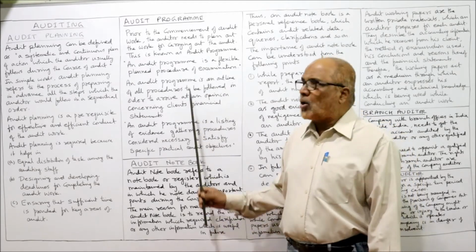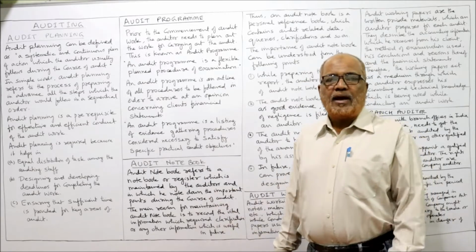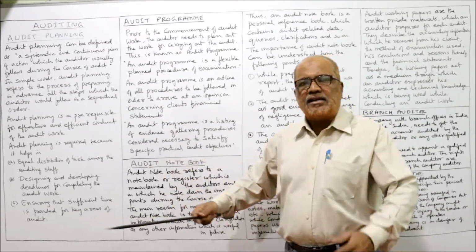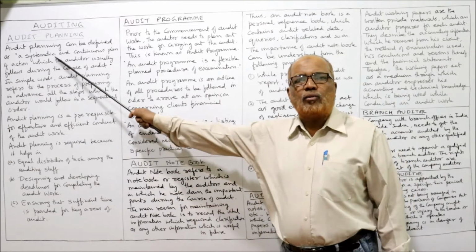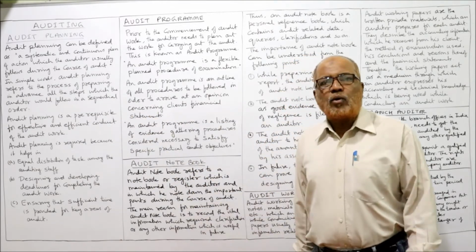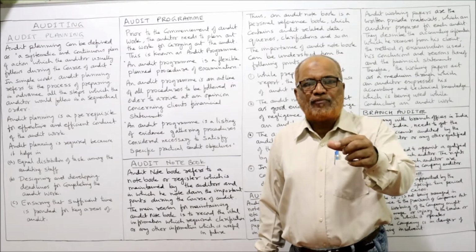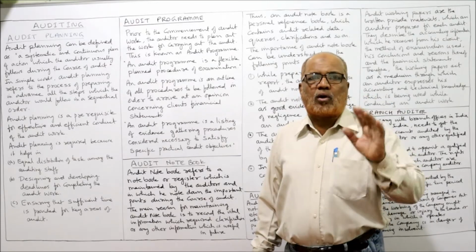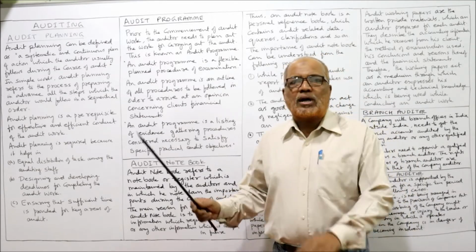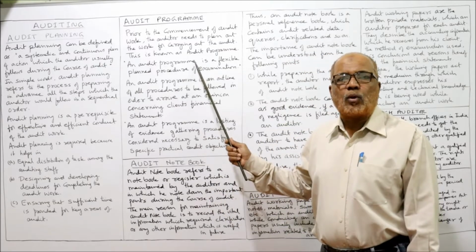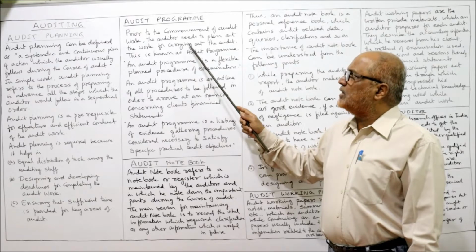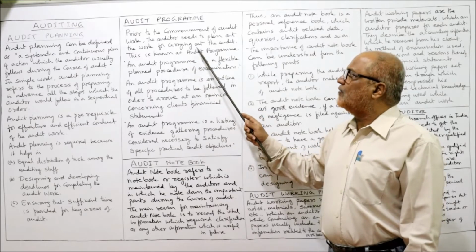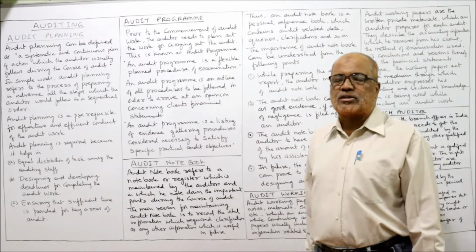Next topic is audit program. Audit planning is a general one; for any audit, we have to make the audit planning. But an audit program is a specific program for conducting a particular audit. Prior to the commencement of the audit, a program has to be scheduled. Prior to the commencement of audit, the auditor needs to plan out the work for carrying out the audit.